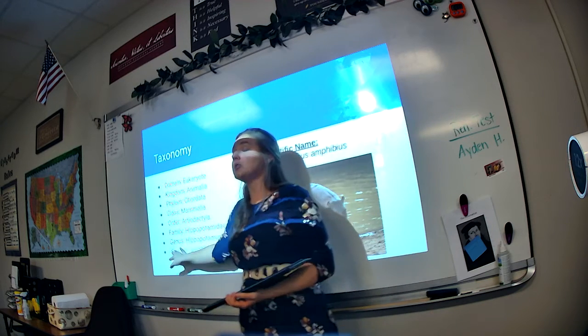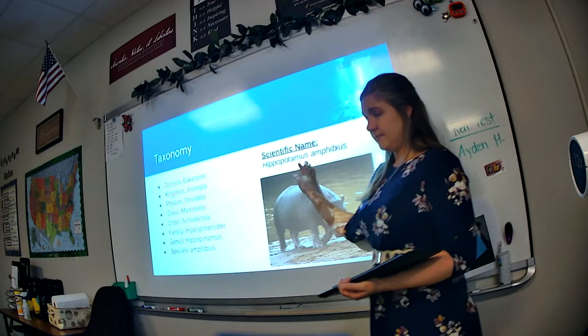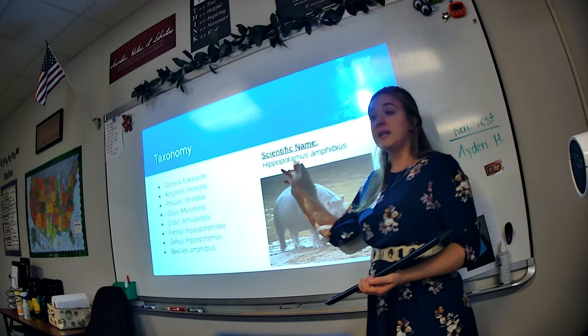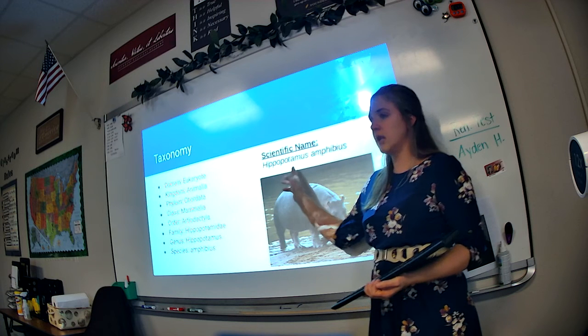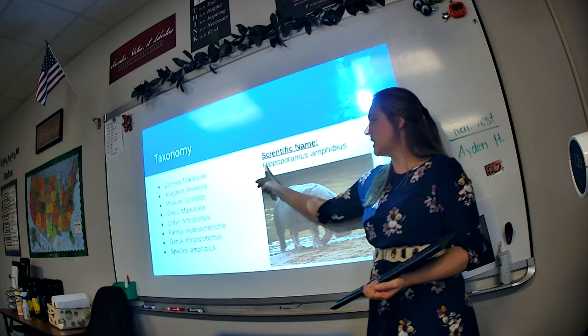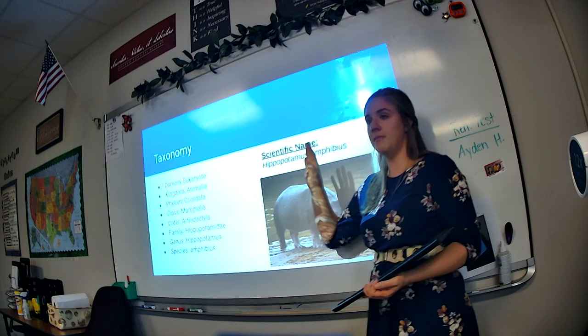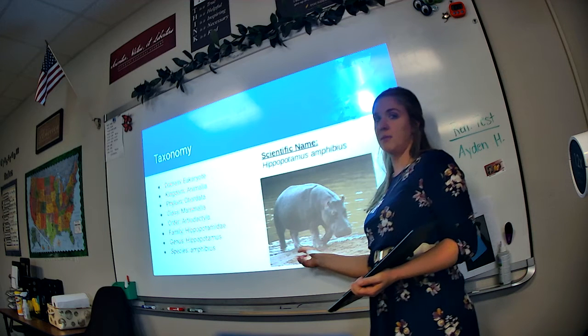Then you'll separately have a different section where you list the scientific name. This part has to be in italics, like we talked about in the notes, and the genus name has to be capitalized. I'll show you how to do italics and all of that in just a little bit, okay? And then, again, a picture of your animal.